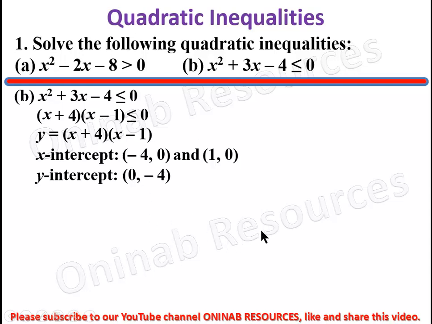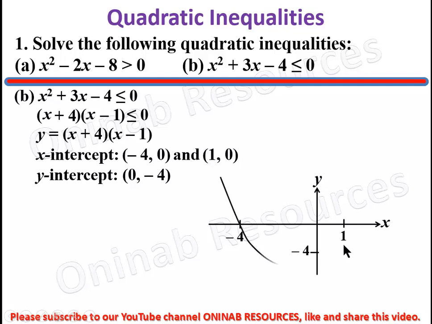So we now draw or sketch the graph. So what are the points? We have negative 4, 1, and here on the y-axis we have negative 4. So we have the 3 points. We are going to join the 3 points. So joining the 3 points, we have the sketch of the graph of the quadratic inequality here.